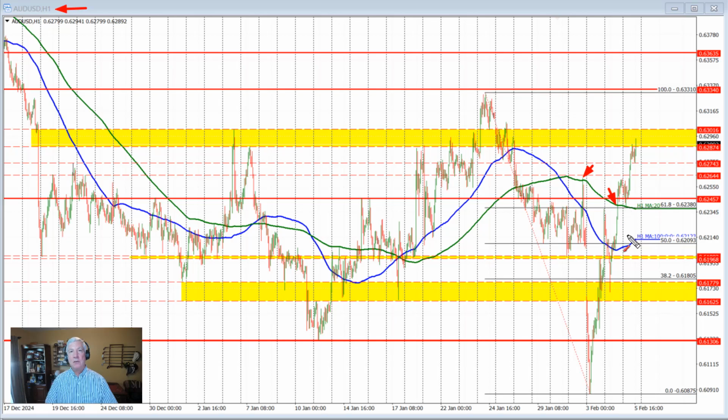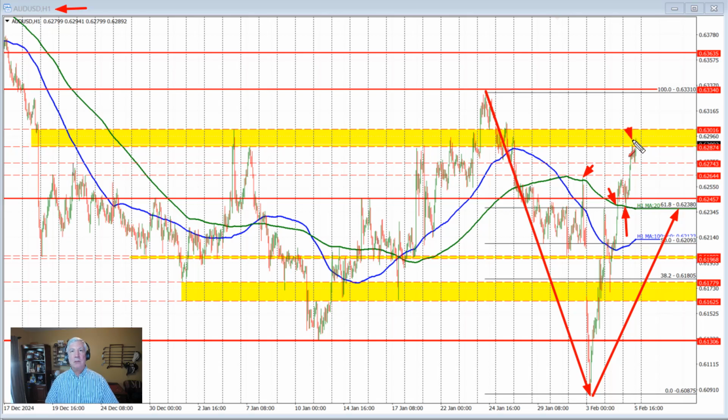It found willing sellers against that level. And in the early Asian session, we came back down to test that 200-hour moving average. It also happened to test the 61.8% retracement of this move down at the same time. Support buyers came in against that level and gave the buyers the go-ahead to push to the upside.